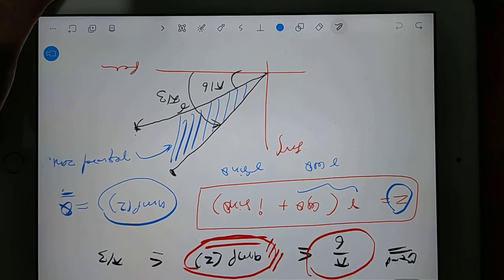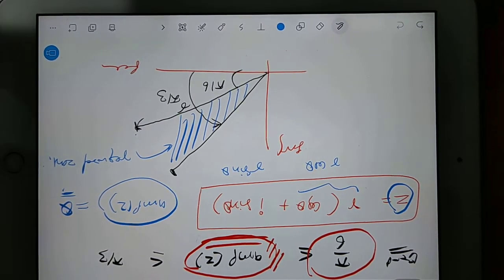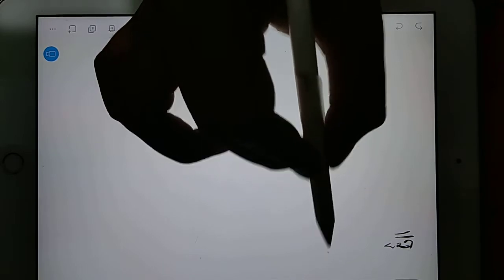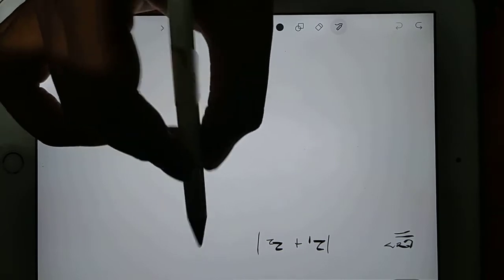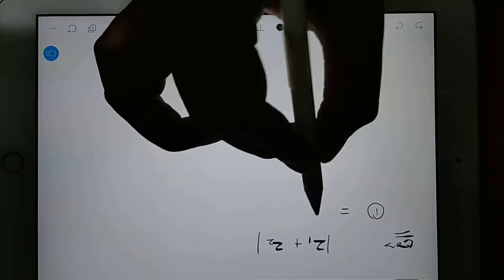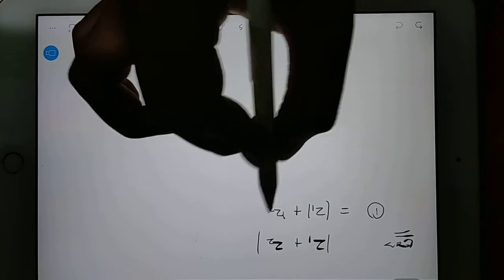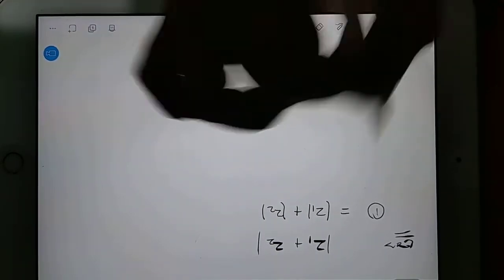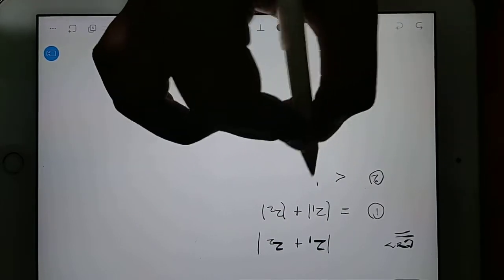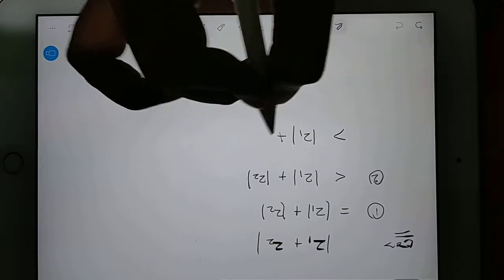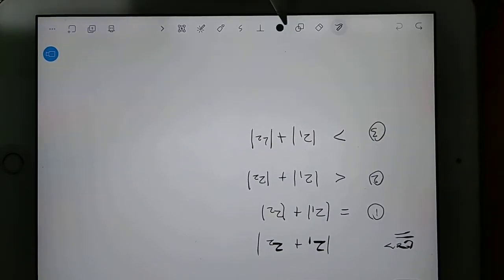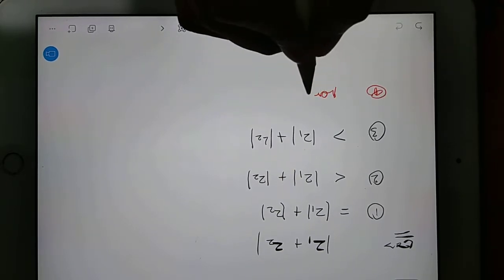Now see, some formats they may ask in the GATE exam. Actually, these are very easy questions. I'll change the page. Suppose one example: mod of Z1 plus Z2. I want to know whether option 1, it is exactly equal to mod of Z1 plus mod of Z2, or option 2, it is less than mod of Z1 plus mod of Z2, or option 3, it is more than mod of Z1 plus mod of Z2, or option 4, none. Suppose these are the options.